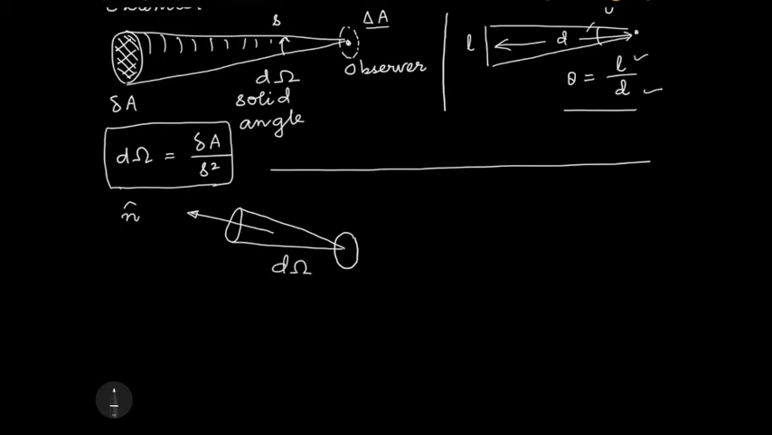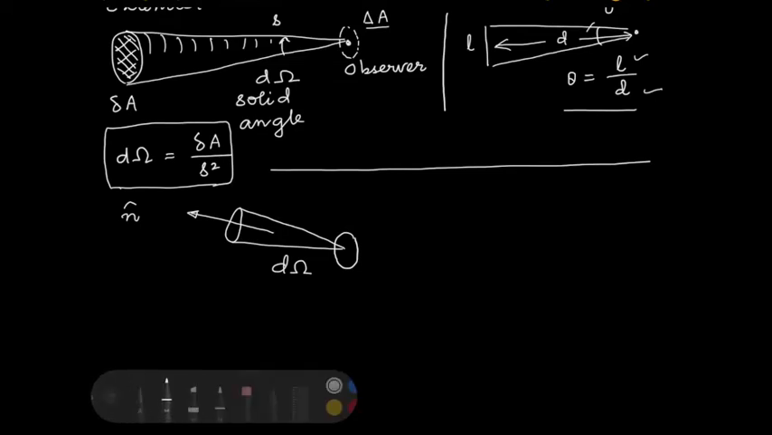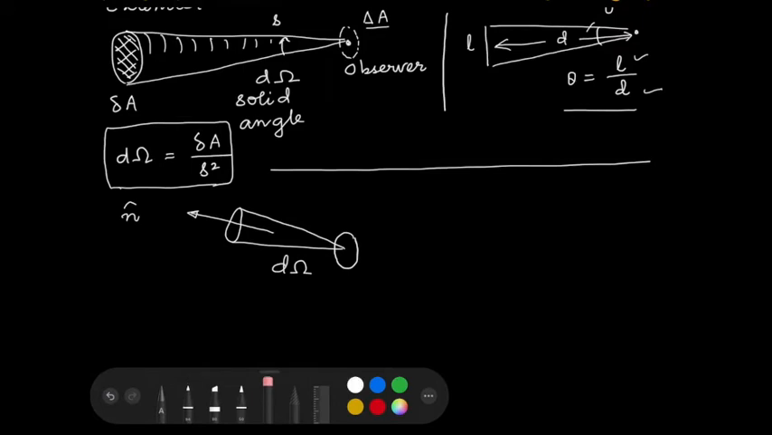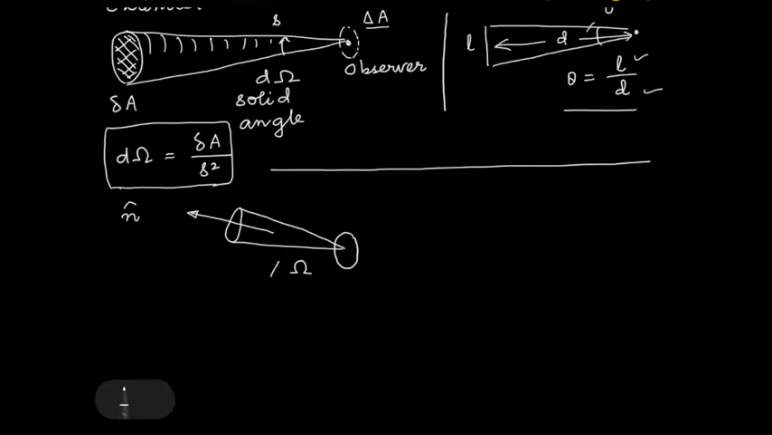So let's call that direction unit vector n cap. Again, if we say how much energy is received from that particular direction, it will always be zero. But we can ask the question how much energy is received from a solid angle d omega or delta omega around that direction. That is the question we can ask, and that is what we will try to quantify.